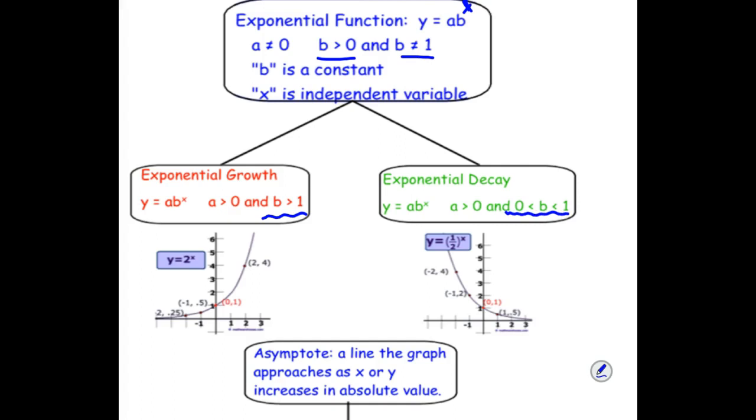Now think back to the examples we just looked at. The last one we graphed was a 1/3 to the x power. So our b value was 1/3. That's a number between 0 and 1, and we got an exponential decay curve.